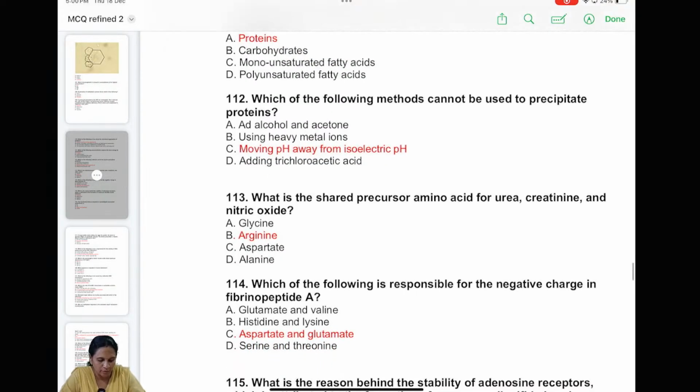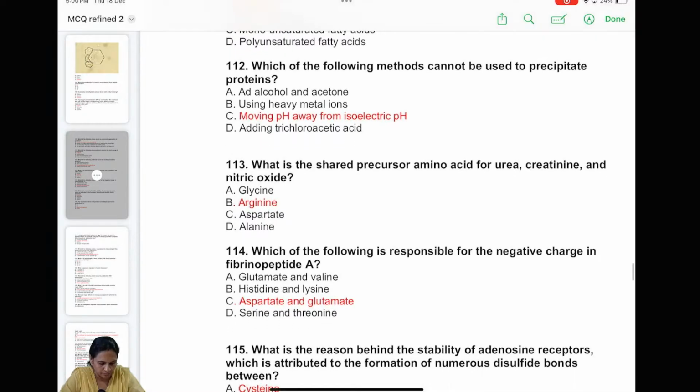Which of the following methods cannot be used to precipitate protein? Alcohol, acetone, and heavy metals can be used. Trichloroacetic acid can be used. But isoelectric pH is not a method for precipitation of protein.